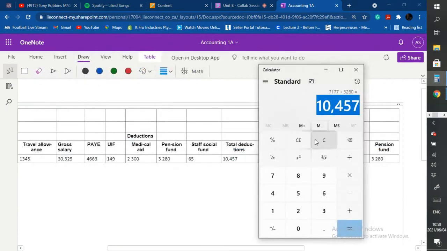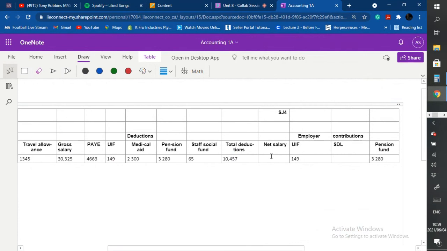Then we say to ourselves, what then is our net salary? Gross minus 30,325. What do we get? We get 19,868. So that's how much is going to hit his net bank account.